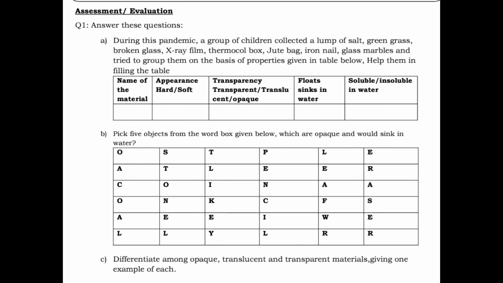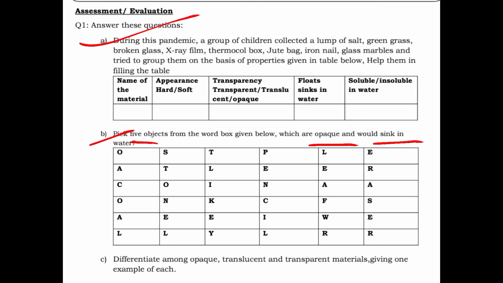Now, this is question number 1. Now part B of question number 1 is: pick the objects from the word box given below which are opaque and would sink in water. So what we have to do is pick the objects here. How many objects? We have to choose 5 objects, those which possess two properties. One, they should be opaque, and other, they should sink in water.